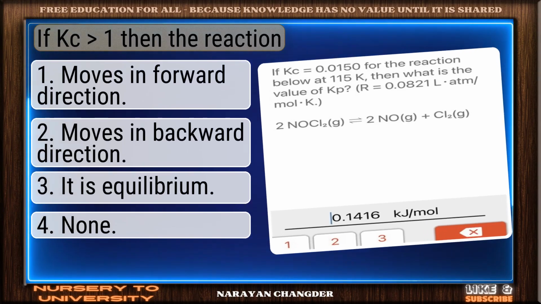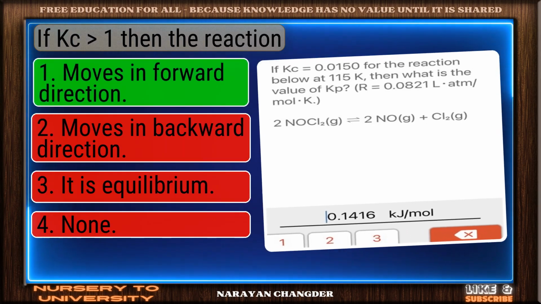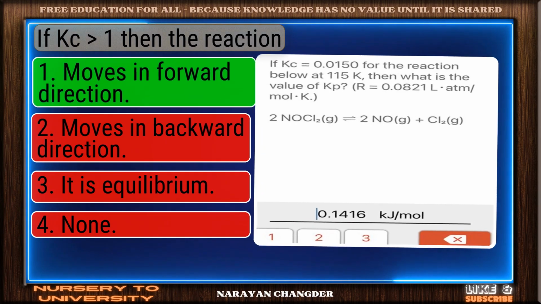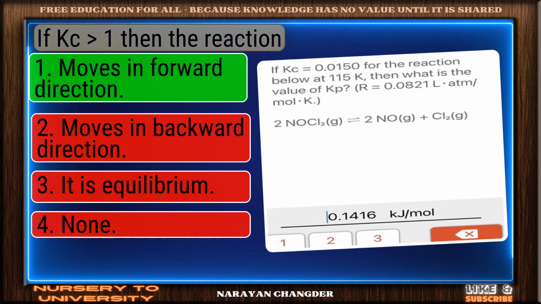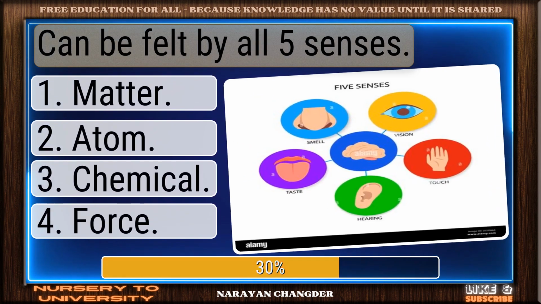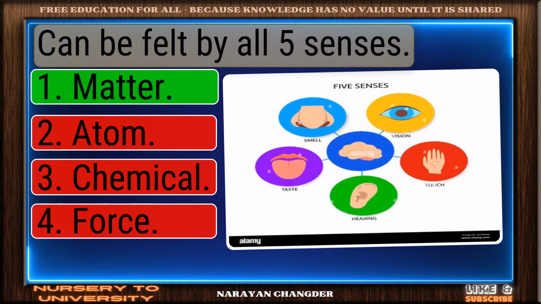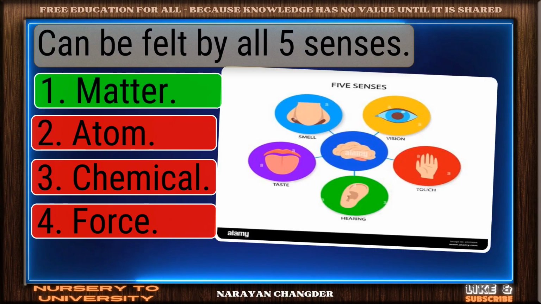If Kc is large, then the reaction. Correct response. Moves in forward direction is the most accurate answer. Can be felt by all 5 senses. Right choice. Matter is the best answer.